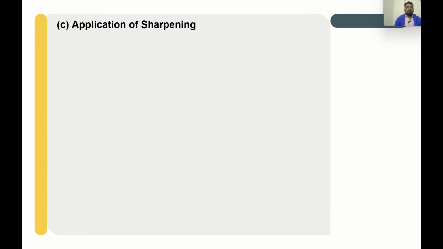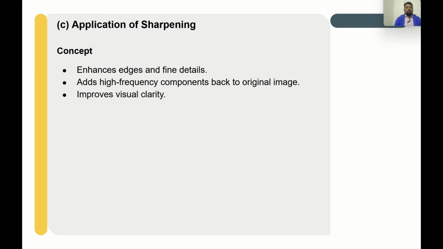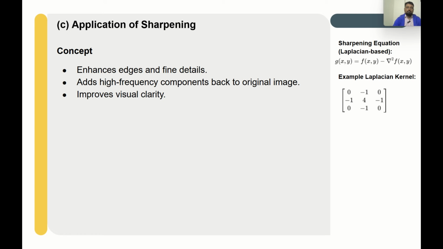Moving forward, we have the application of sharpening. The third is sharpening. It enhances the edges and fine details and adds high frequency components back to the original image, and it improves the visual clarity. For that, we'll take the example of Laplacian based sharpening. You should remember this formula: f of x comma y minus the Laplacian, del square f of x comma y. Don't get confused that this is a square or something.